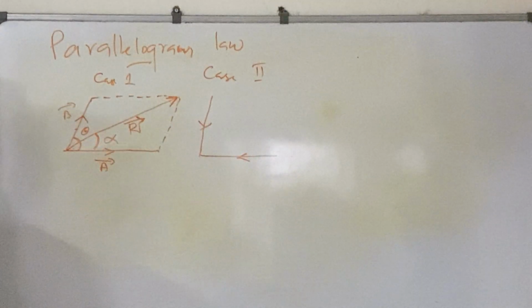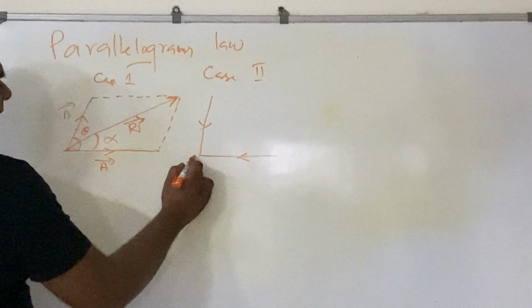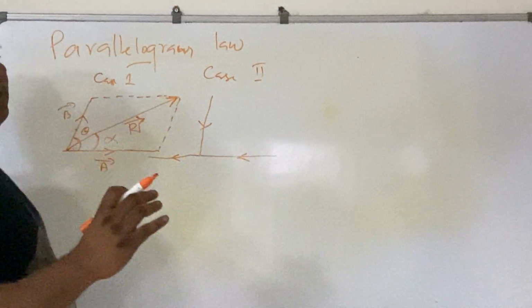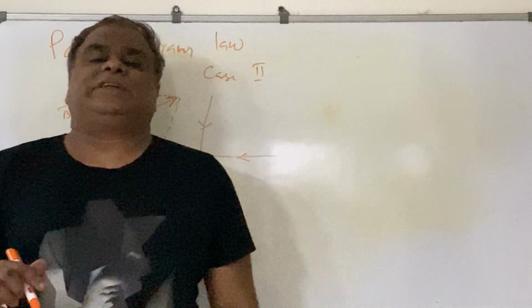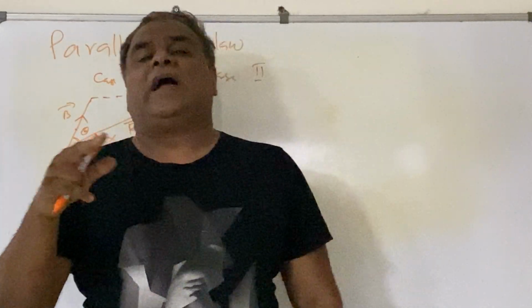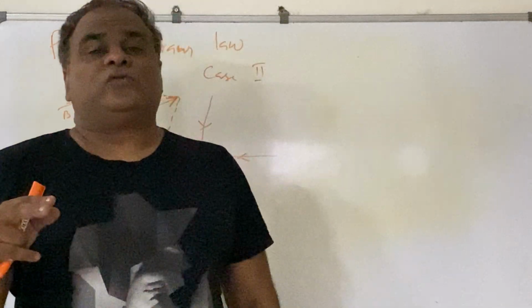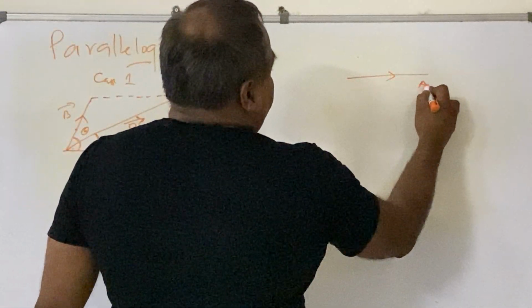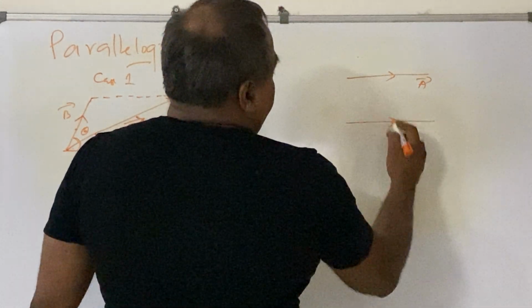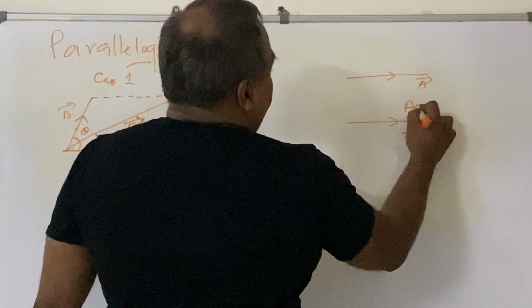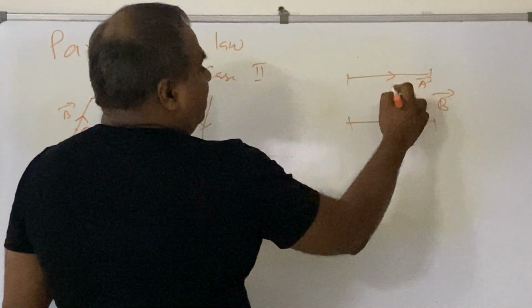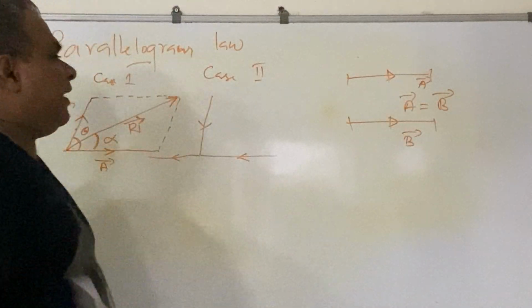Then how do you complete the parallelogram? See, like this, you need to extend this vector. You can move the vectors parallel. That is the equality of vectors. If two vectors are equal in magnitude and direction, those two vectors are equal. All parallel vectors are equal. Parallel vectors in the sense with same magnitude. See, this is vector A, same magnitude, same direction, vector B parallel. Both of them have the same magnitude and same direction. They are parallel vectors.